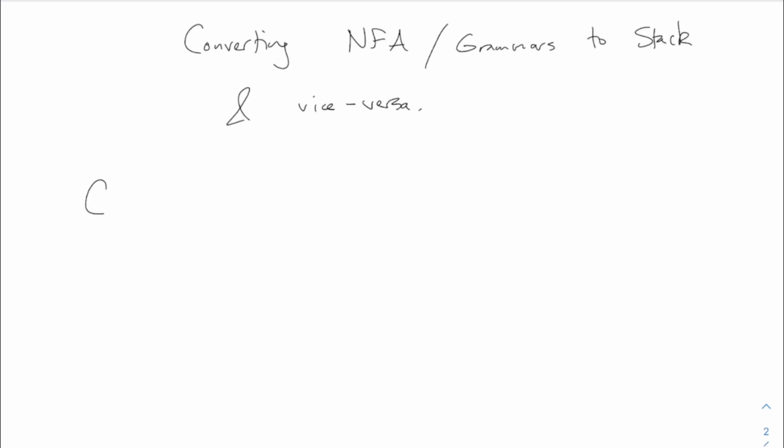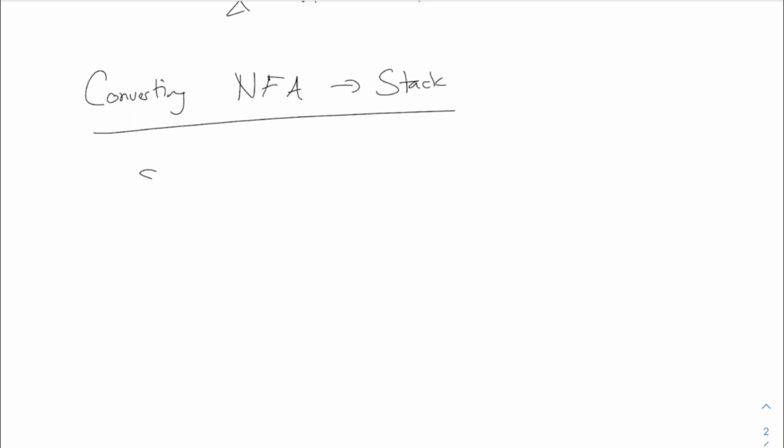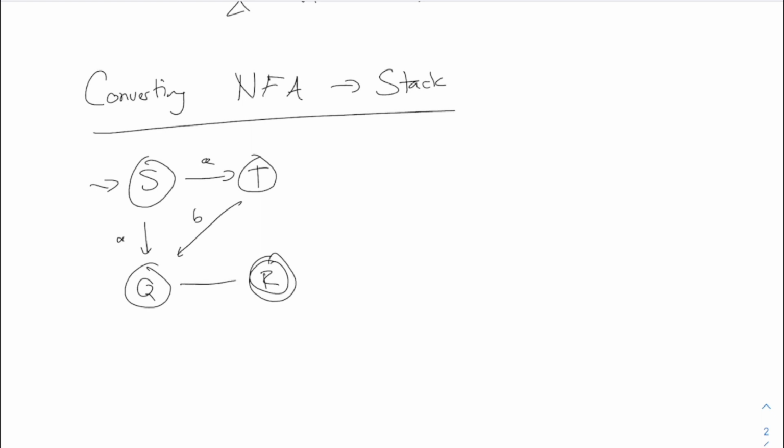So converting an NFA to a stack machine is easy. You just have to know the trick, but once you know how to do it, it's quite simple. So the idea is, I'll just do an example. Here's my starting state S. Give a name to every state in your NFA. I am just making an example here. Some of the states will be accepting. There might be epsilon transitions. No problem. All right. This is an NFA.